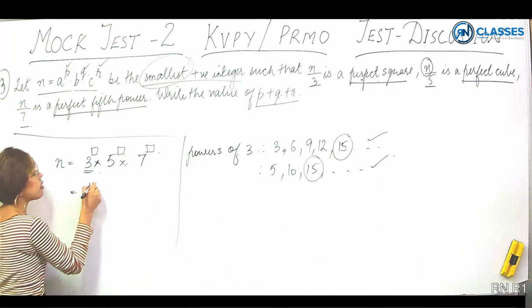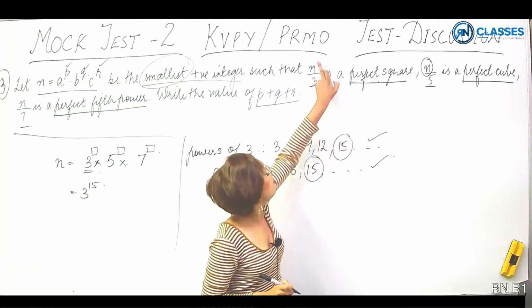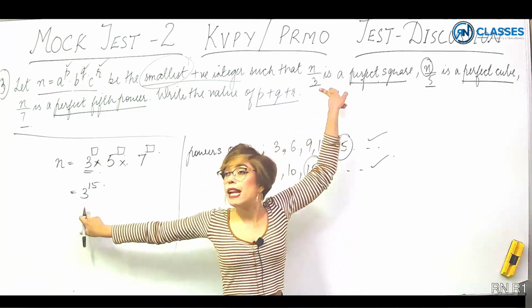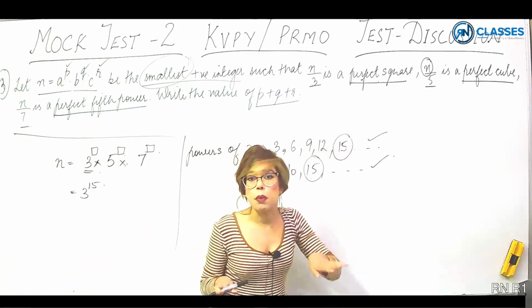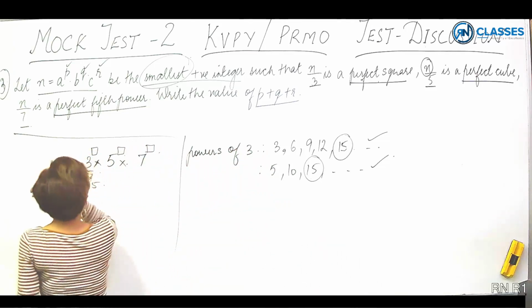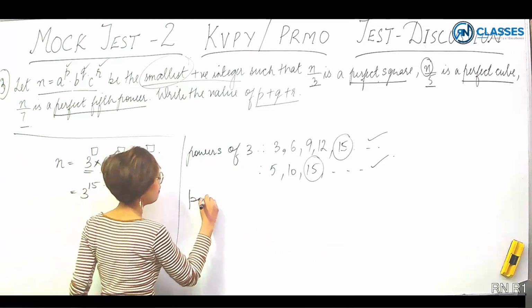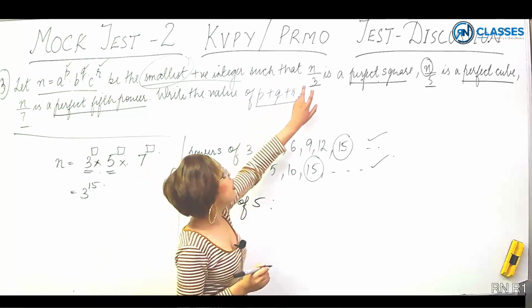Let me check whether this is the case. Why? Because I need to check whether this is satisfied or not. So, n by 3, if I cut one factor of 3, I'll get 3 raised to 14, which can be a part of a perfect square. So, it's absolutely fine. Right? Now, let's move on to power of 5. So, powers of 5. Right? Now, first of all, let's come back to this.